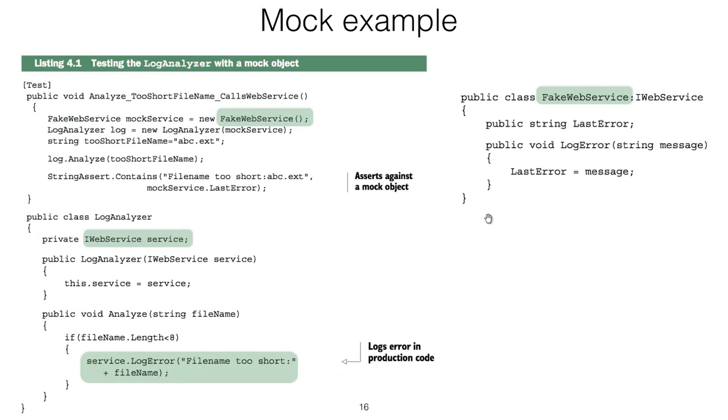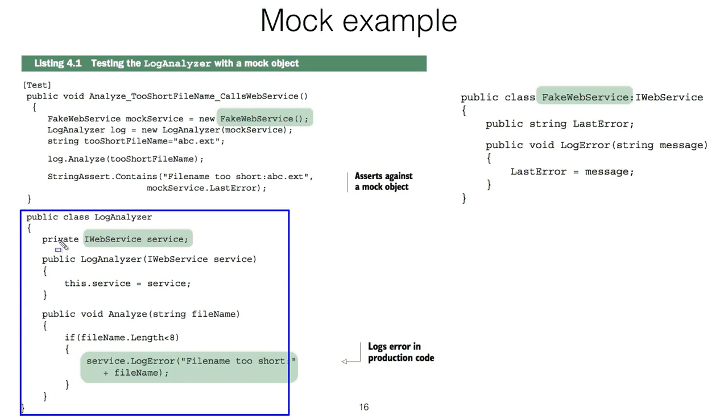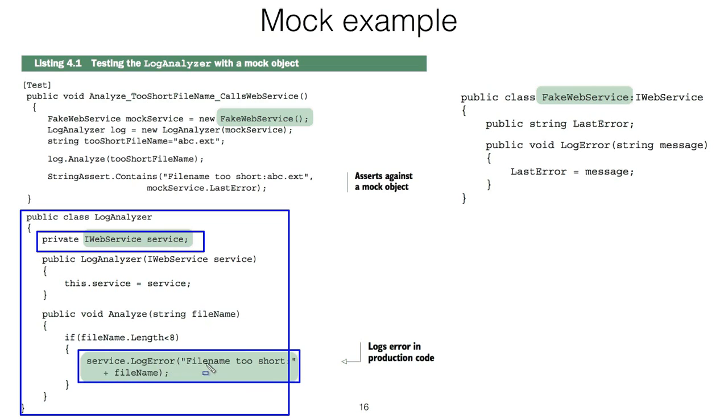Let's take a look at a mock example. Please notice that mocks, as actually stubs, could be created with a test framework, but in our case, for simplicity, we will provide a full example with a handwritten mock object. Let's consider the following code. We have some class called LogAnalyzer. As an external dependency for it, we have the web service. The web service performs an action such as logging an error in the case when a file name is too short.